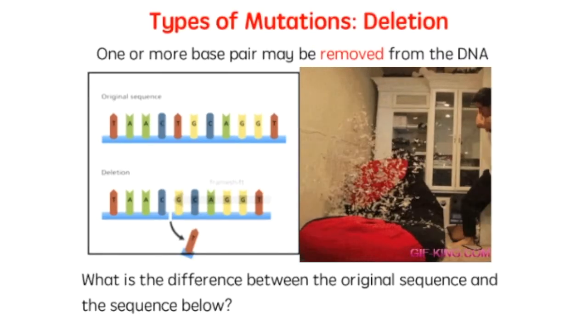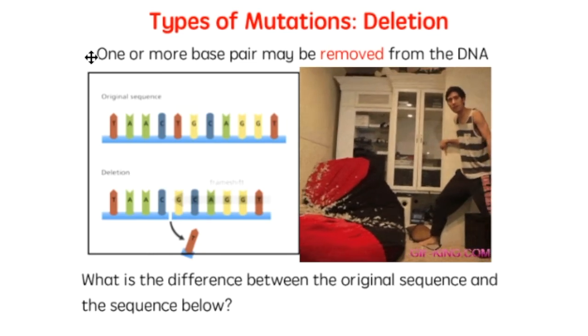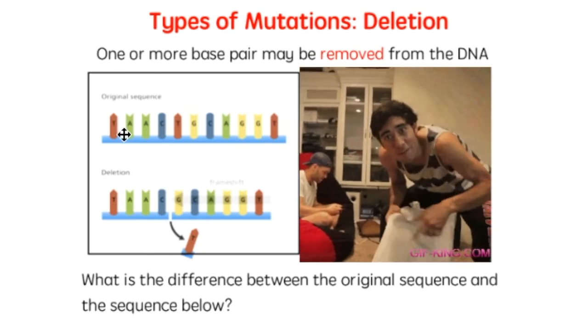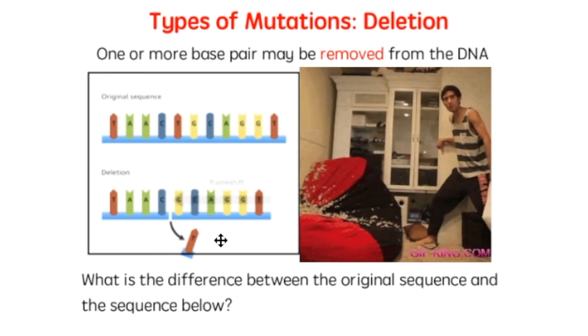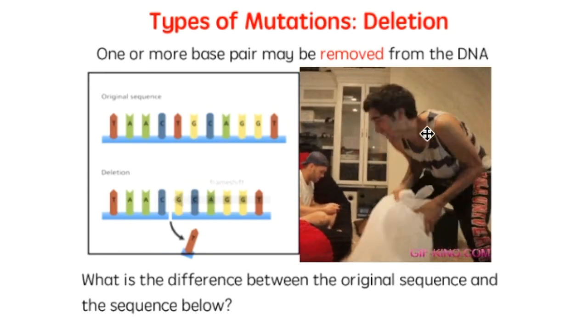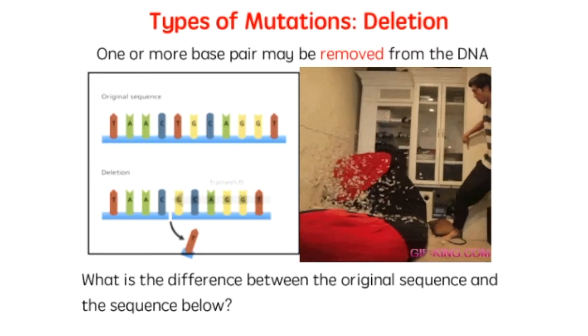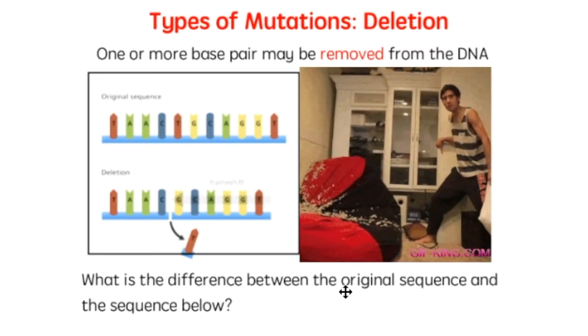Then we can have a deletion. So one or more base pair can be removed from the DNA. Take a look at our original sequence here, our deletion happening down there with the arrow, and then the deletion in this picture. And write in your own words what the difference is below.